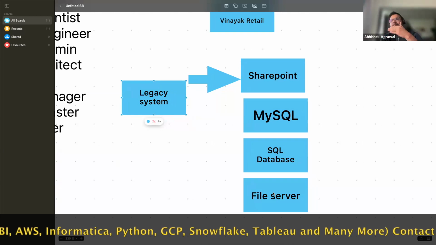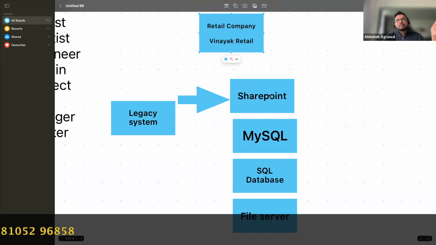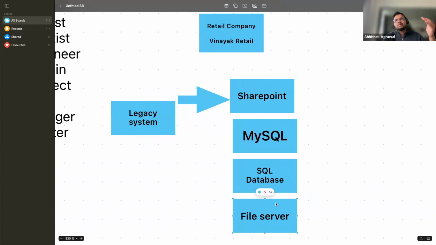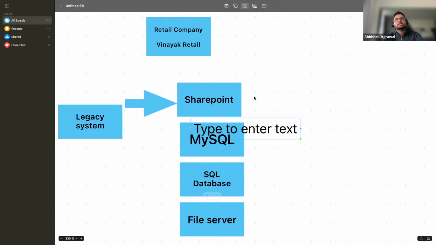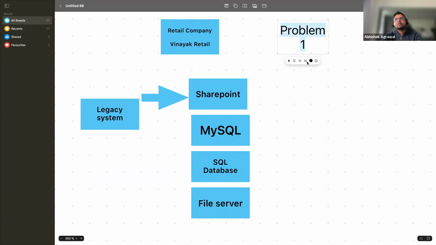And it has been 4 or 5 years that they have been storing all of this data. Now, Vinayak Retail understood that, hey, I'm storing the data in all of those systems, but what is the problem? If I'm storing data in all of those systems, what is the problem statement? The problem is, if I want to collate the data, the first problem is that an aggregated or centralized data point is not there.